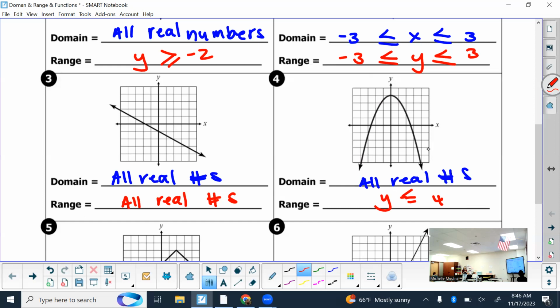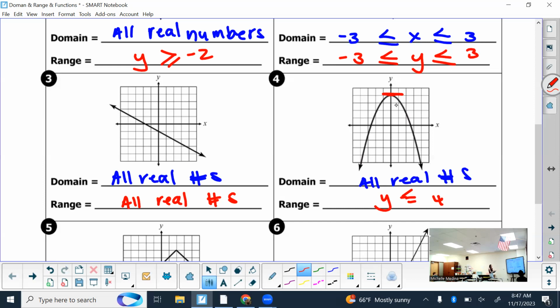Is this graph going infinitely upward? No, see where it stops on the y, and it does stop at 4. So we're gonna compare that number to y. Does the graph go infinitely downward? Yeah, so I only have one boundary, I should just have one inequality.